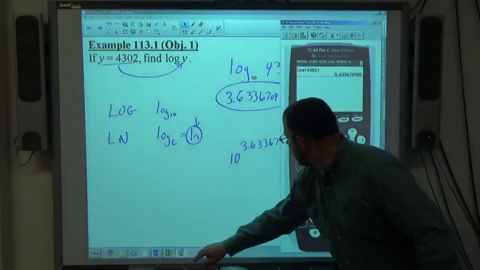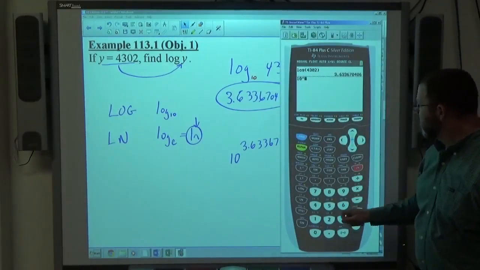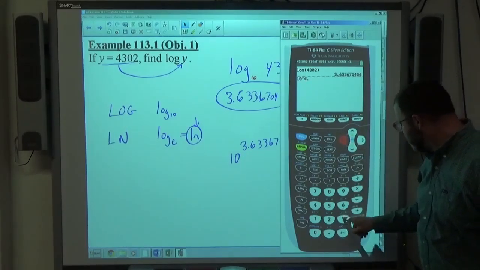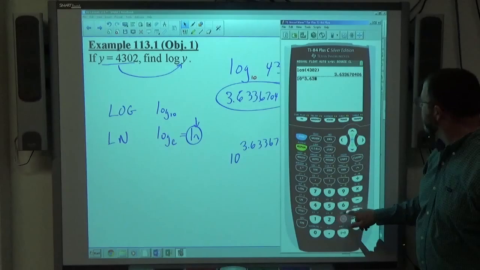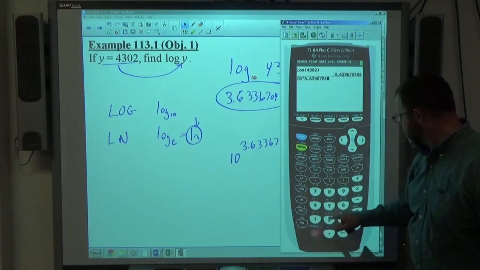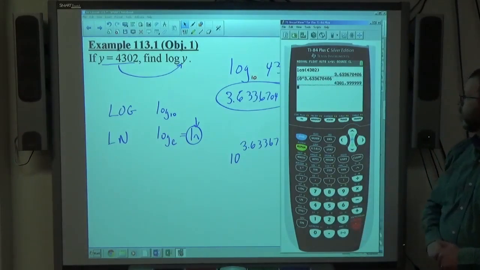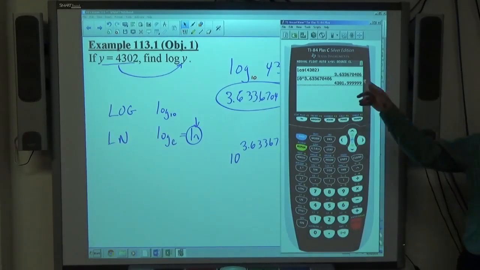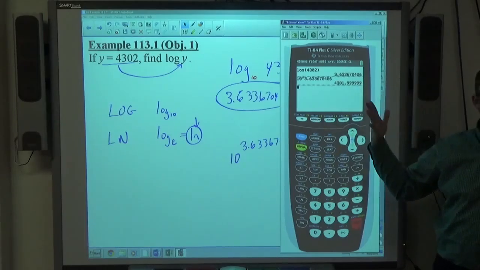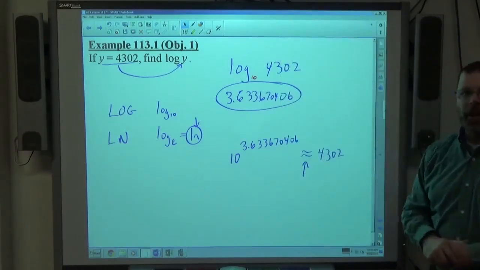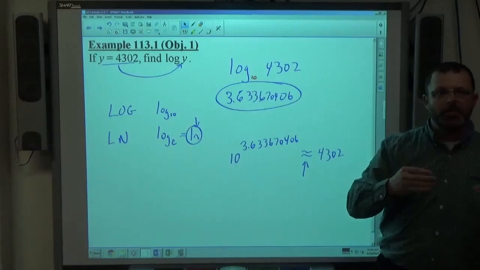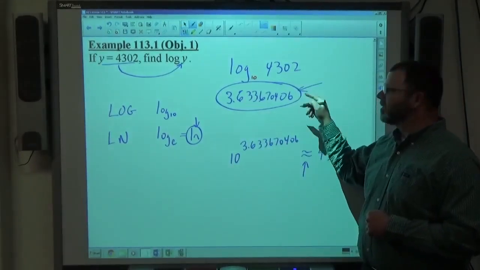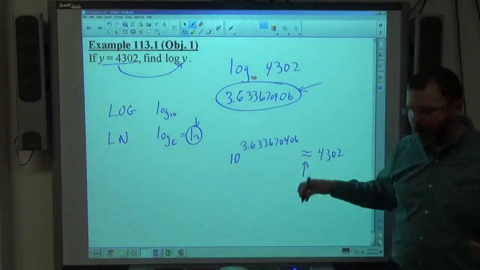So if I try that out real quick, 10 caret 3.633670406, and it equals 4,301.9999999. Almost 4,302. Again, this is rounded, so that's not exact. It's pretty close. That's all you're finding. When you're doing log base 10 of whatever, you're getting 10 to this power equals that. The answer to the log problem is the power, but just know that's what that power represents.